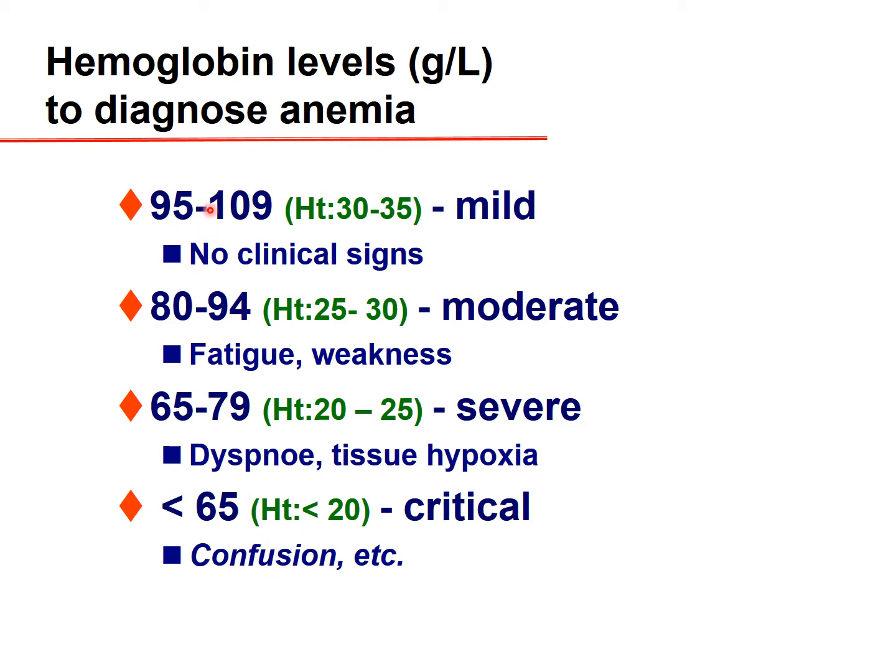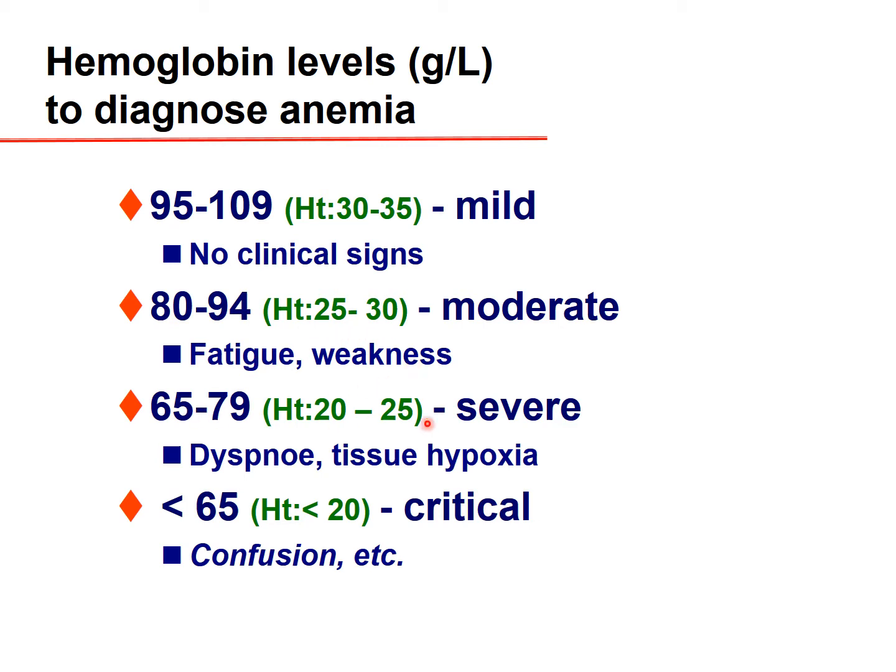If we have a hemoglobin concentration that is ranging between 95 and 109, that's a mild form of anemia. Of course, the clinical sign of anemia is going to depend on how fast this anemia develops. If it develops very fast, usually they do have clinical symptoms. If it's a chronically developing situation, relatively we have no clinical sign. So this mild form is associated with no clinical sign. If we do have a moderate kind of anemia, the patient usually complains of fatigue or weakness.